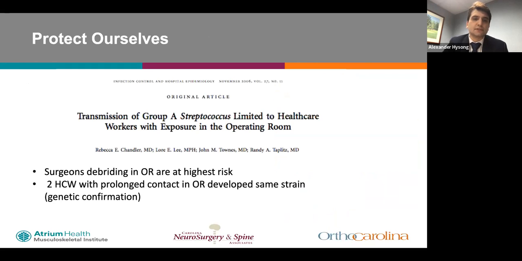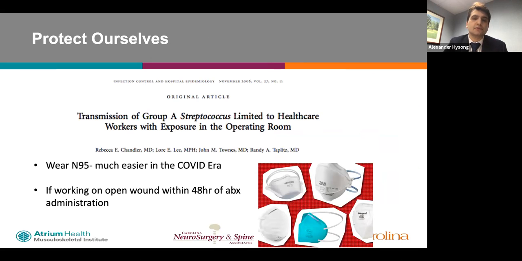We should protect ourselves. A brief point, but an important one, is that surgeons debriding group A strep neck fash in the OR are at the highest risk of contracting nosocomial necrotizing fasciitis. It can be aerosolized when operating around these wounds, and there are multiple case reports of patients getting strep pharyngitis or developing necrotizing fasciitis with the same genetic makeup as the group A strep that infected the patient they were operating on. People advocate for the use of N95s, which is much easier in this COVID era, and wearing it around the open wounds within 48 hours of antibiotic administration if you're in the operating room.